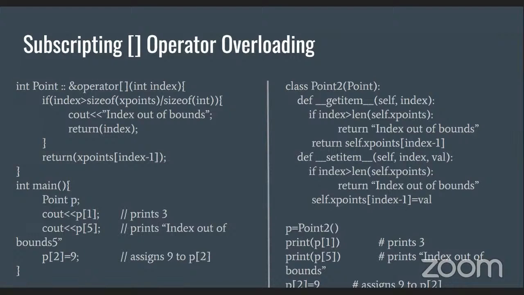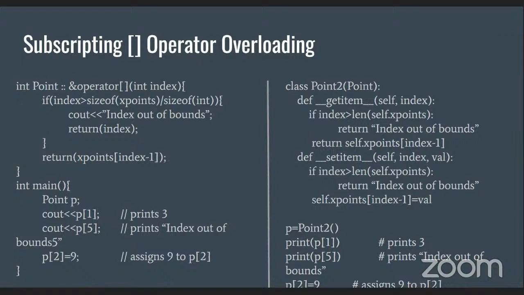First, we try to see if the index is greater than this particular X points list. And if it is so, it will return index out of bounds. Otherwise, it will return self.x points index minus 1. It is the same. We get a value of a list which is 0 indexed by supposing it as the 1 index. And when we say print P5, this 5 will be out of bounds for this particular thing. It will be referring to X points 4, which is again out of bounds there. So we'll return index out of bounds here.